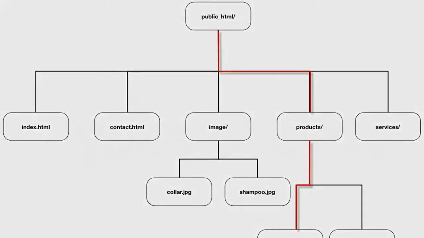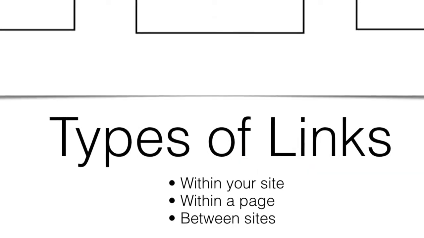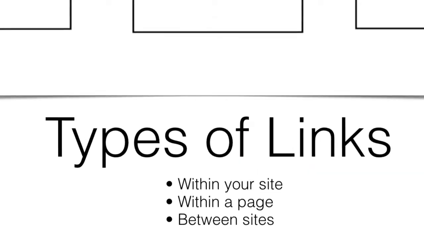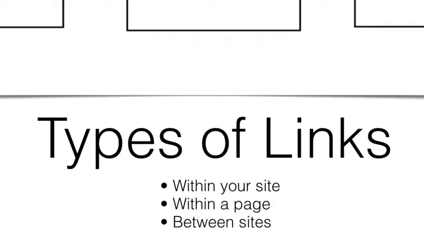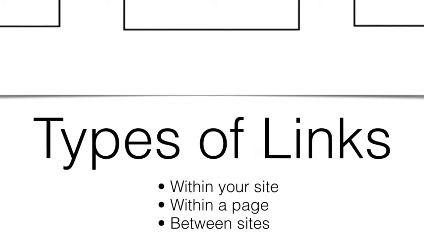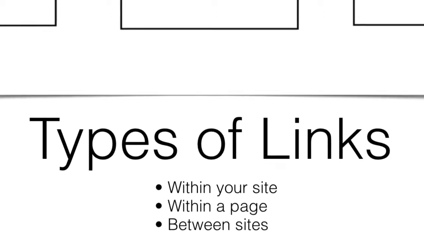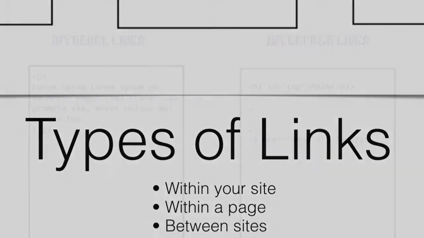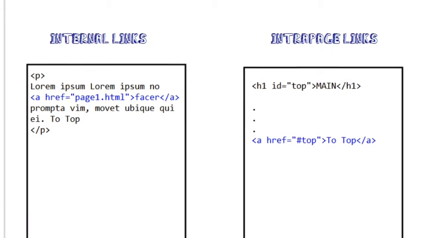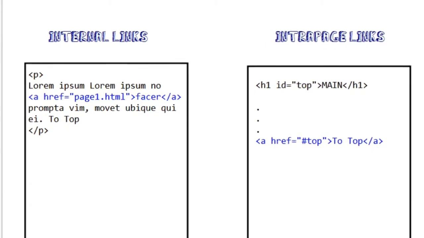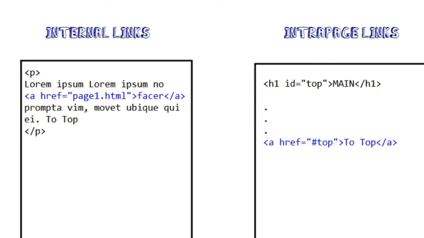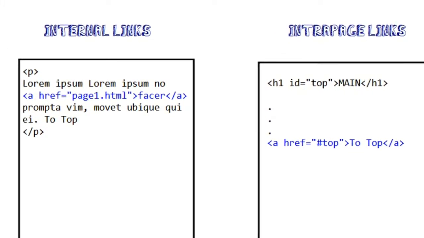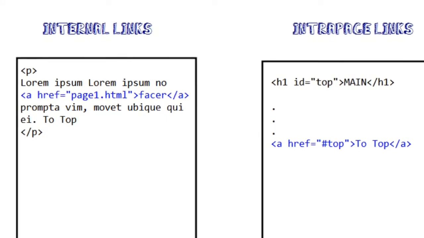Now let's take a closer look at hyperlinks. There are basically three types of hyperlinks: links to other pages within your site, links to a specific location within a page, and links to other websites. The first example, internal links, uses the same syntax that we've seen in every example so far of hyperlinks: a href equals, and then a relative path to the desired page.